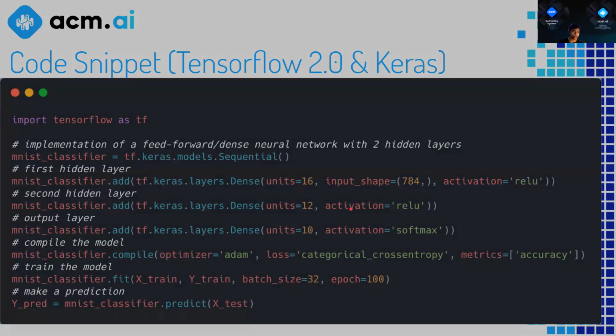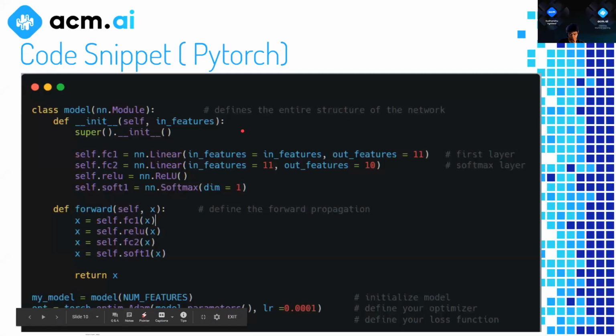So PyTorch is a little different. I think the philosophy is a little different. It's a little more object-oriented, a little more modular. It results in slightly longer code, but in my opinion, at least slightly more powerful code.